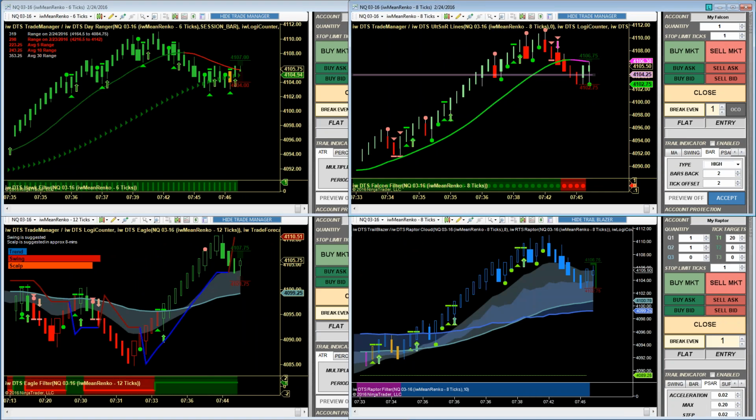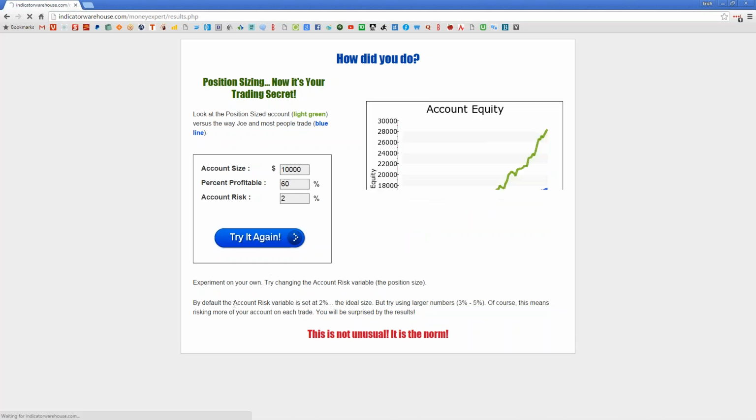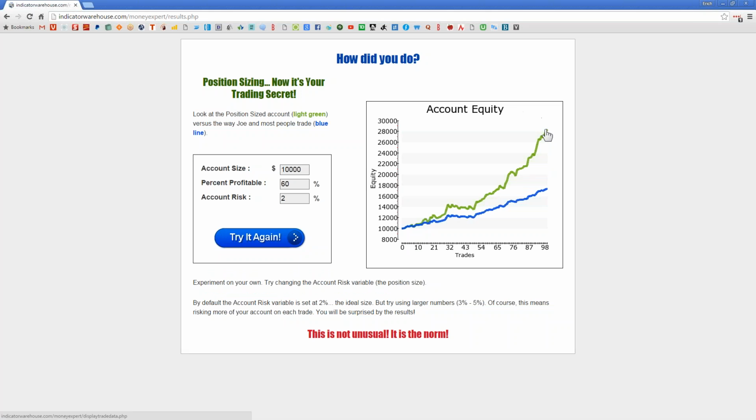So then you have a situation where you can actually multiply your earnings by correct position sizing. Here, let's try it again. All right. This, again, a very realistic equity curve on a 60% win ratio. So Joe takes his 10,000, runs it up to about $17,000 over 100 trades. You take that same 10,000 and run it up to about 27,000. So it's all in the math, folks. The math does not lie.